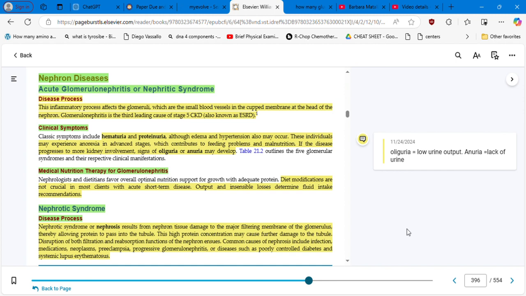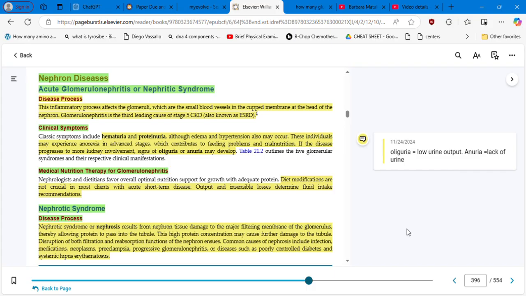Okay, so the disease process: this is an inflammation that affects the glomeruli, as I mentioned, which are the small blood vessels in the cup membrane of the head of the nephron, and this is the third leading cause of stage 5 CKD, also known as end-stage renal disease. Okay, nephritic syndrome.